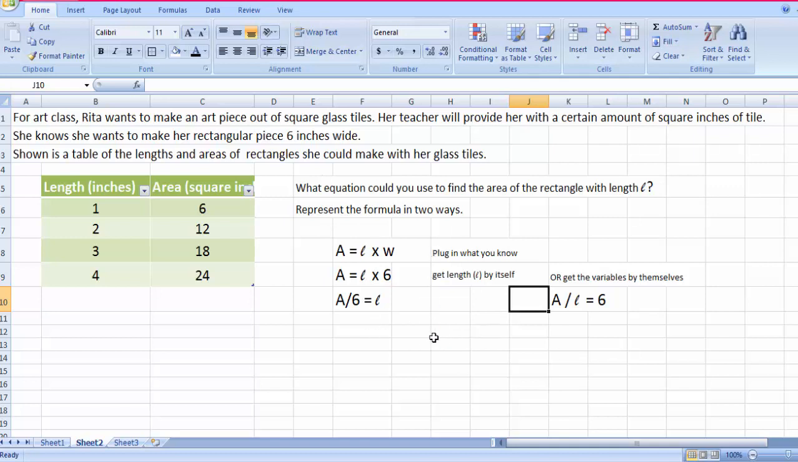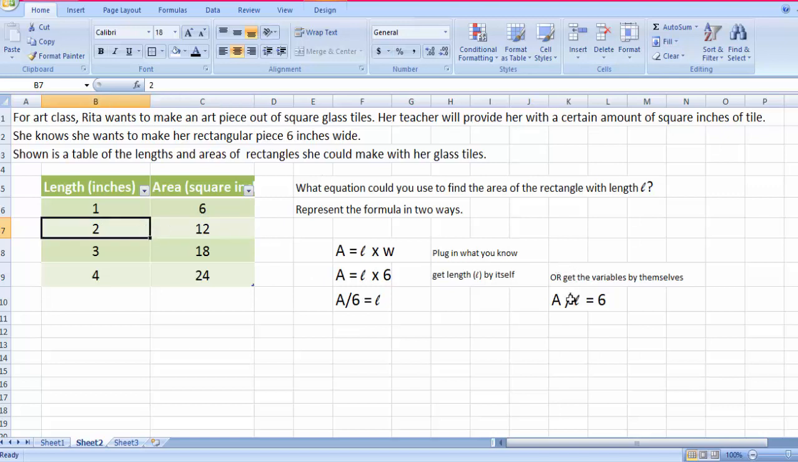Now, if we want to check our work, we can look over at our table. We can use this equation first. A divided by 6 equals length. So let's take the first area. It has 6, which would be the area right here. And let's divide 6 by 6, and that equals 1, which is our length. So that checks out. Let's try the next one. 12 divided by 6 equals 2, and that is our length.